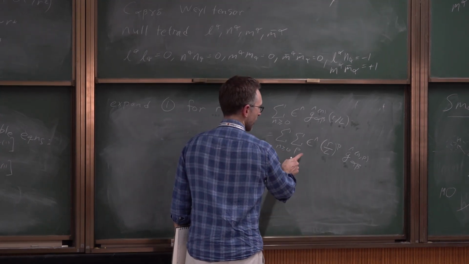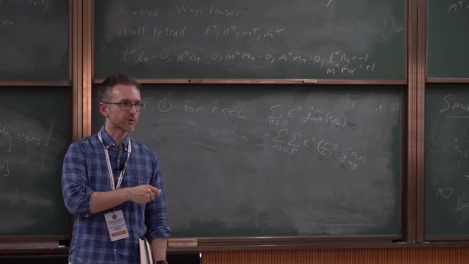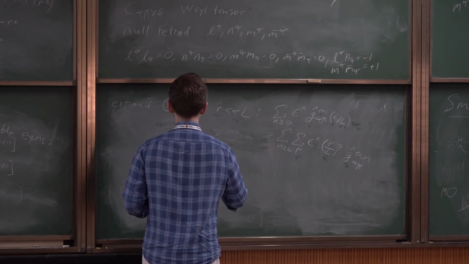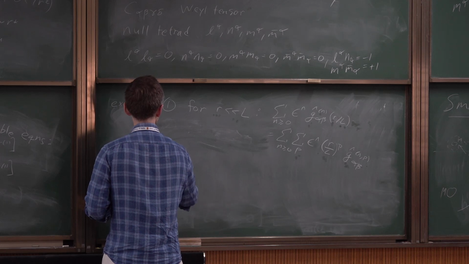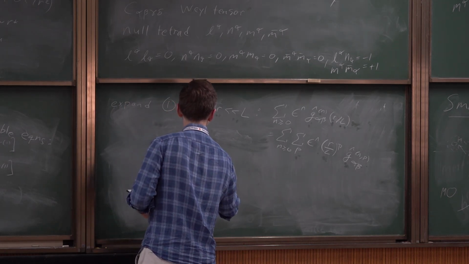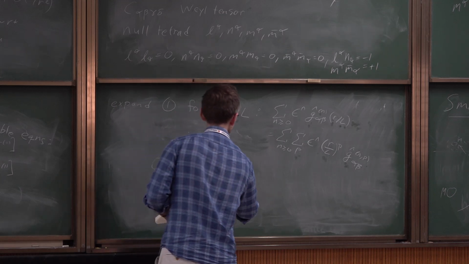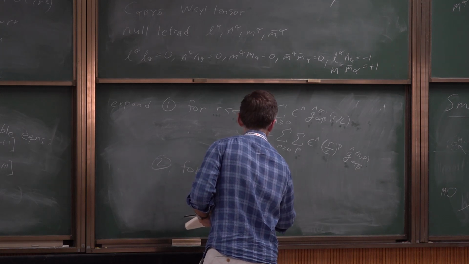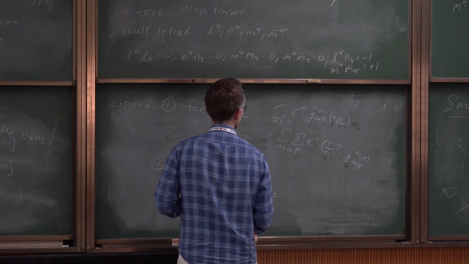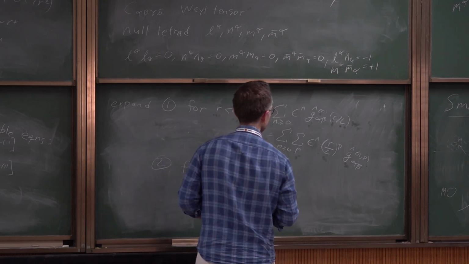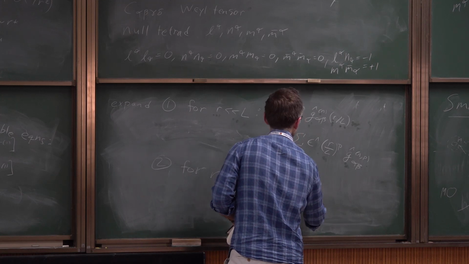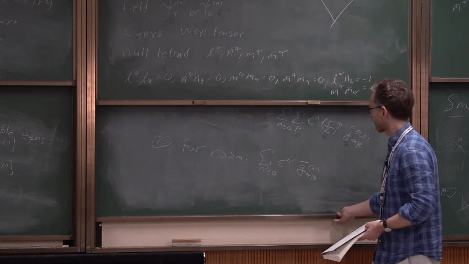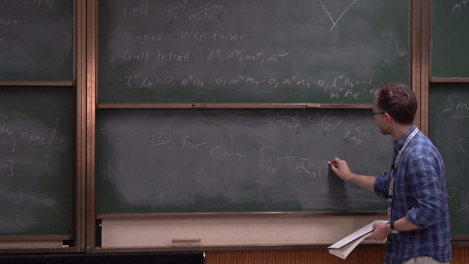Notice I don't specify the range of p. We don't know that when we start. We can have negative powers of r and positive powers of r. So then I'm just going to re-expand 2 for r much, much bigger than m. So 2 I'm going to write as a sum over n prime bigger than or equal to 0, epsilon to the n prime, g bar n prime alpha beta. And this is a function of r over little m.